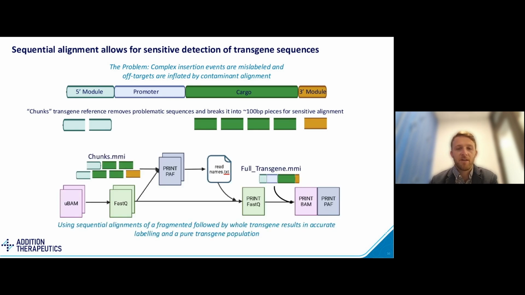And so our transgene alignment pipeline ends up looking like this, where we take our raw FASTQ, align it against our chunked reference, and use that to get a list of reads containing transgenes. We can extract specifically those so that we don't get any contaminant reads, and then align them against the full transgene. And like I said, this will sometimes miss some of the structural information, but by comparing it back to our original chunked alignment, we're able to resolve those more sensitively. And we get accurate mapping in a pure transgene population, which is really, really good.